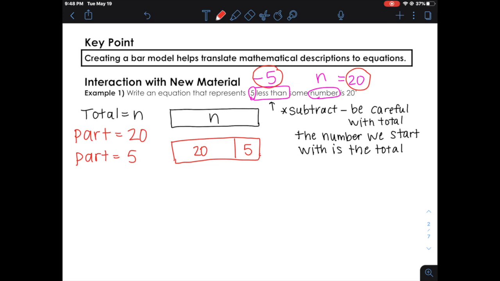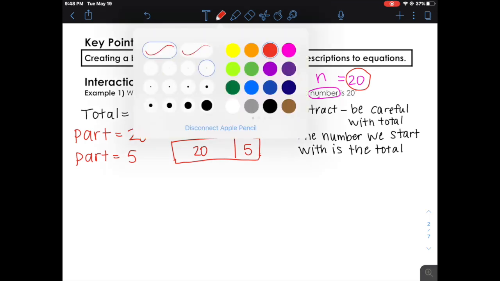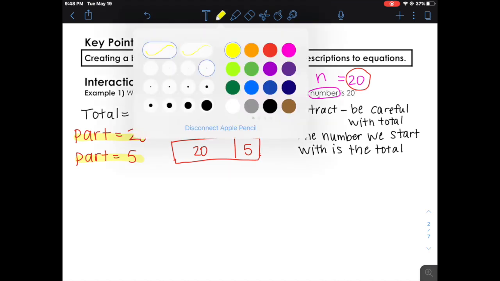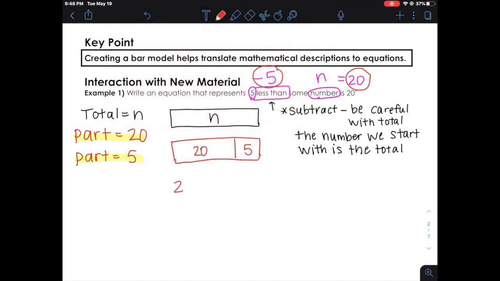So again, 20 and 5 represent the parts, and n represents our total. Since we don't know our total, we're not going to subtract. We know both of our parts. So when you know both of your parts, that's when you're going to use addition. So we're going to add our parts together. So 20 plus 5 equals n.